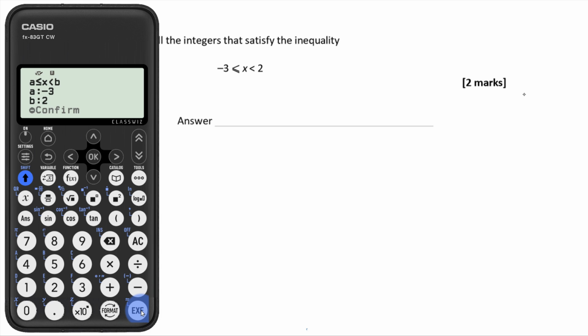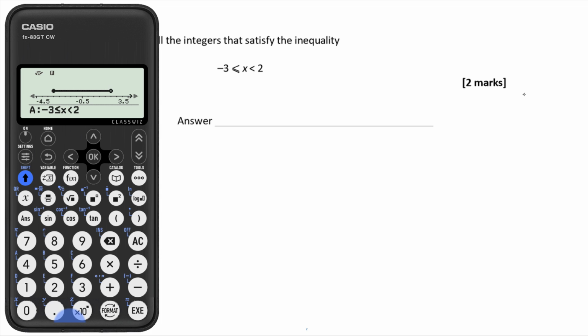And if I press confirm, I'm just going to go down and execute that, because I've just got the one condition here. It can do more than one. But you can see then it's drawn it for me. Okay, so that's what it looks like. I've got a closed dot on the left hand side because minus 3 is included, and an open dot on the right. So all the numbers in between are going to be the numbers I want.